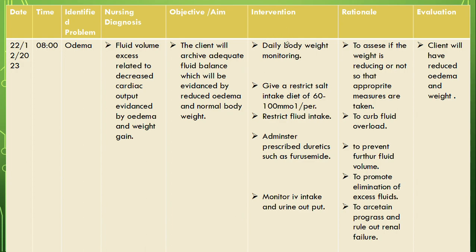We are going to monitor the patient's weight daily. So daily body weight monitoring is going to be done. The rationale is that we want to assess if the patient's weight is reducing or not, so that appropriate measures are taken. In this case, if the patient is reducing weight, it will tell us that the patient is improving. While if they are not reducing their weight, it means the patient is not improving and they are not responding to the treatment.